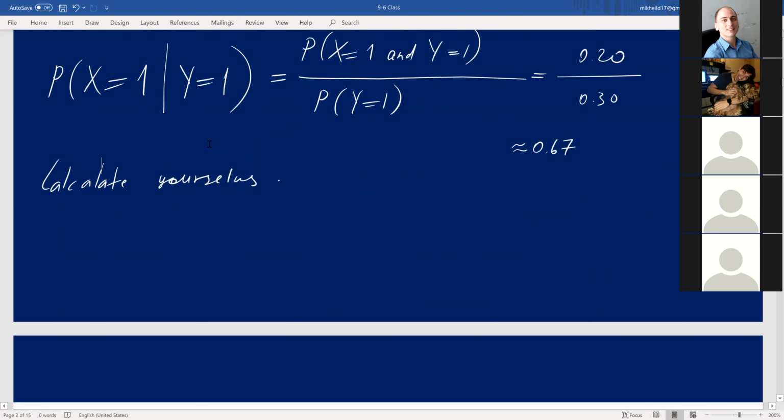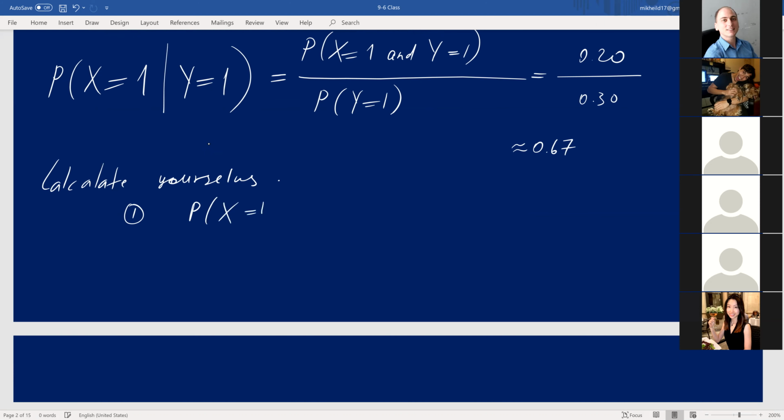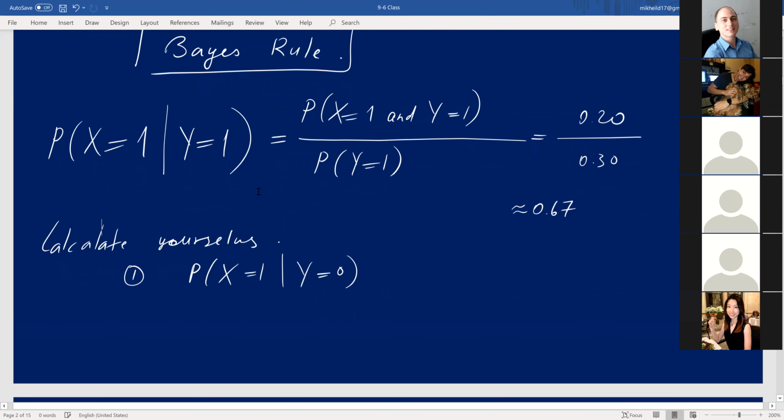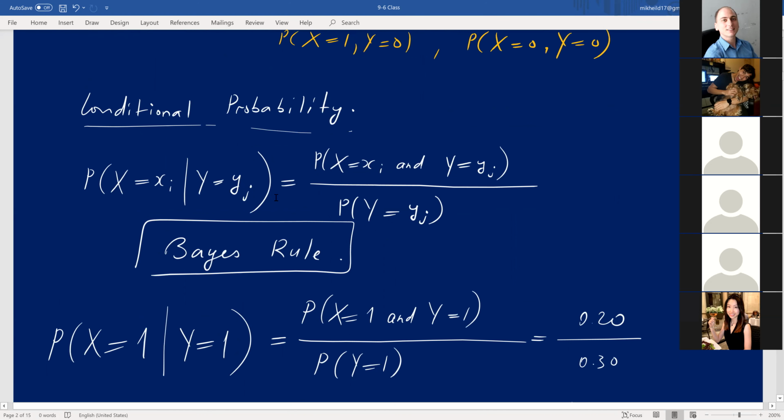So calculate yourselves. Professor, a question. It might be a little dumb, but why is it that it's y equals yj? Why can't it be yi? Yeah, that's a very good question.